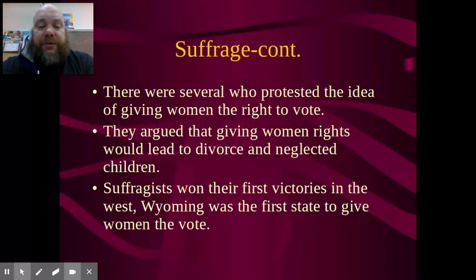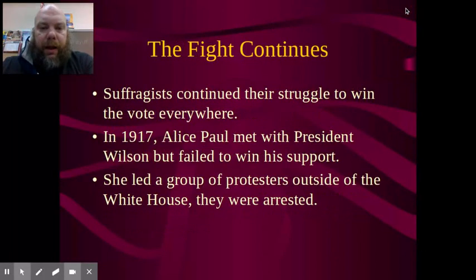And so Wyoming was the first state to give women the right to vote. Alice Paul met with the president, Woodrow Wilson, the day before he was inaugurated in 1917. They did not win his support. They got arrested for sitting outside on their keisters on the sidewalk outside the White House.